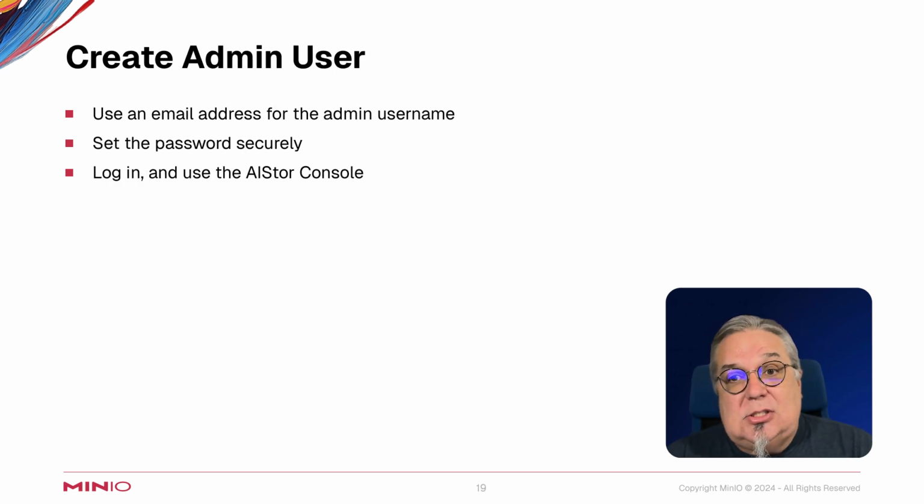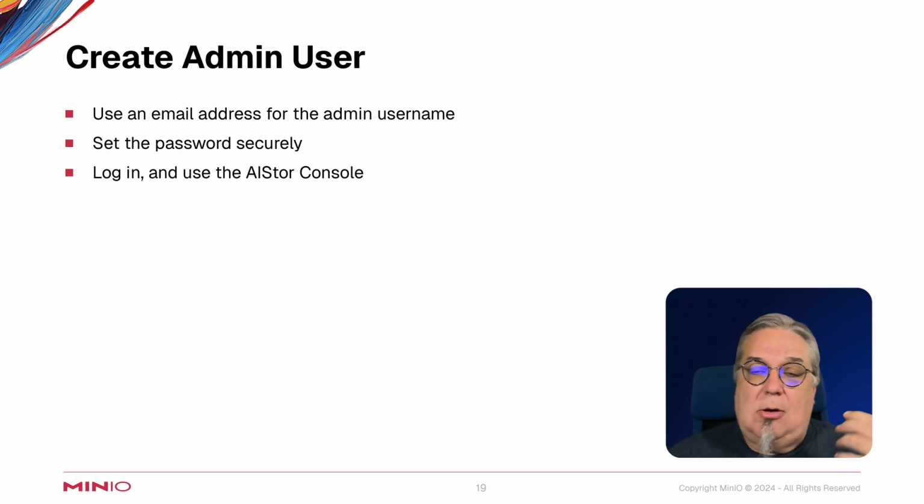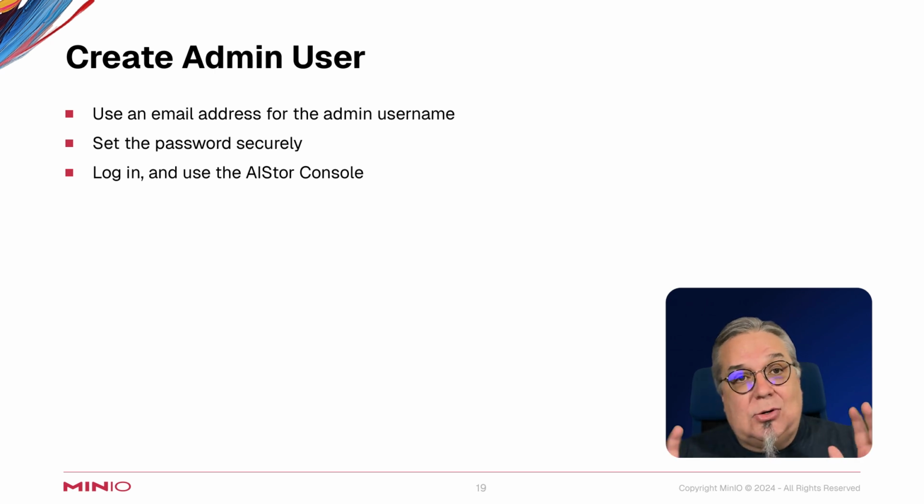After you've gotten your license validated, you'll need to create an admin user on your main deployment. Use an email address for the admin username, set your password securely, log in, and you're good to go with the AIStor console. Let's go ahead and take a look at a little demo of how all of this works.